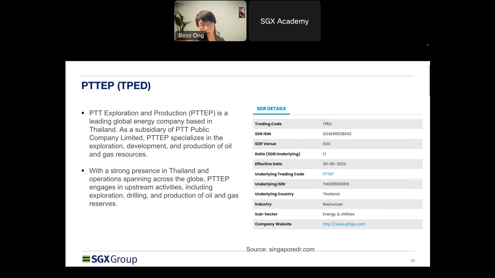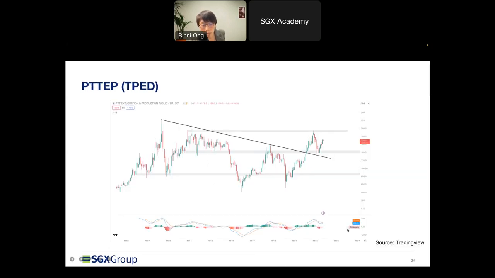Okay, so let's take a look. But before that, if you are interested to participate in PTTEP, then the trading code is TPED. Same thing, the ratio of SDR to the underlying is 1:1. And then this is the company website.